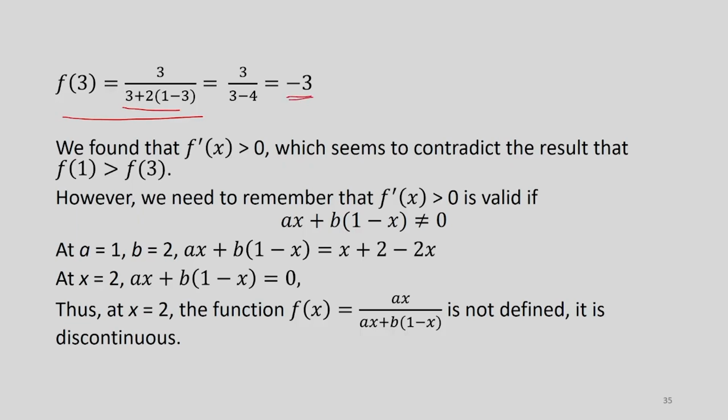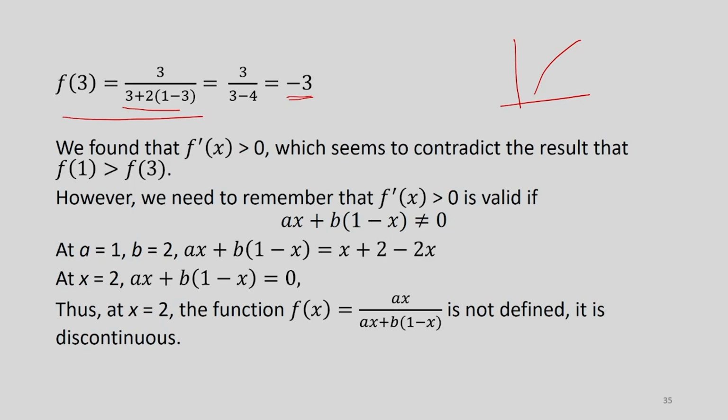Now here is the sort of puzzle: we found out that f prime of x is greater than 0. F prime of x greater than 0 means what? That the function is something like this. This is just an illustration, it could have some other shape also, but it is a rising function if f prime of x is greater than 0.